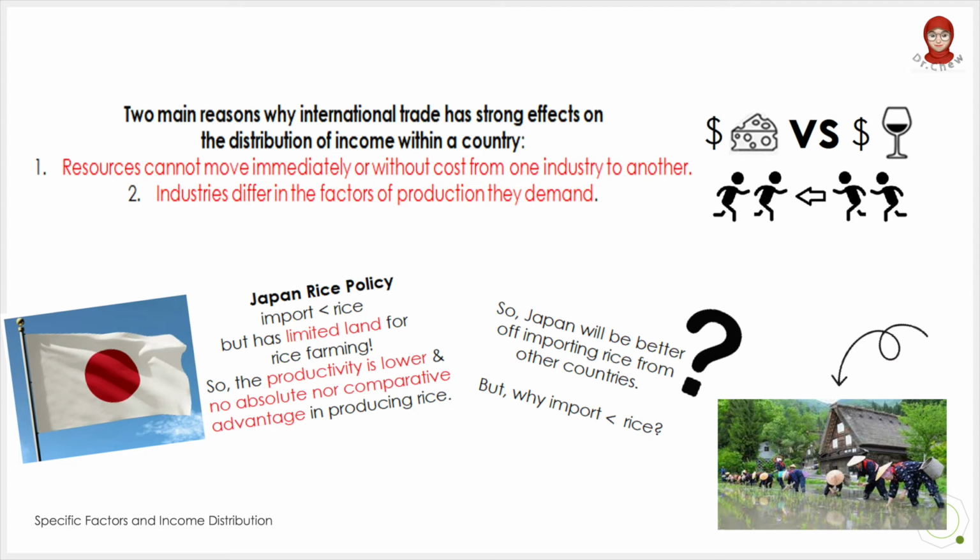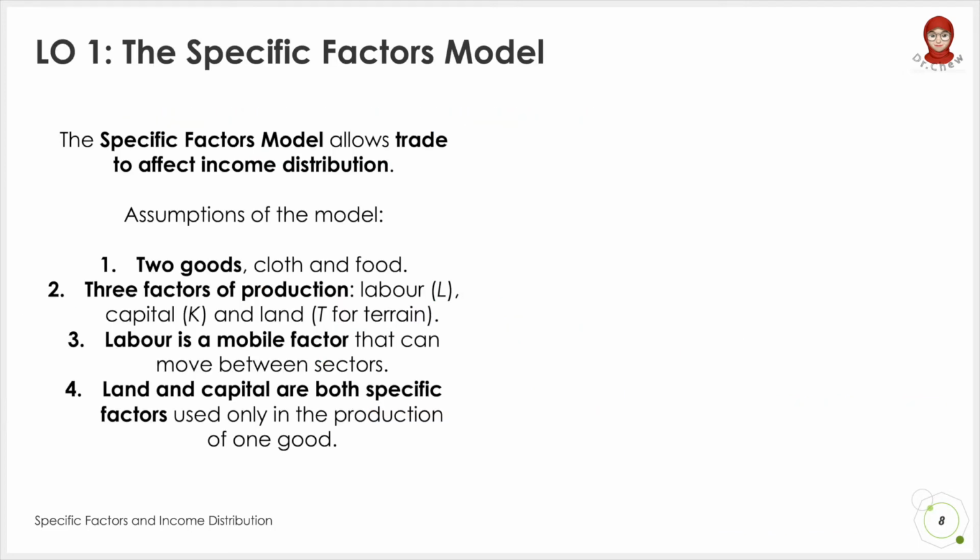We will see how industry switching costs apply to some factors. Hence, the switch is impossible in the short run when those factors are specific to a particular sector. Now we will begin with the first learning objective. The most important idea of this specific factors model is that it allows trade to affect income distribution, which was not explained in the Ricardian model.